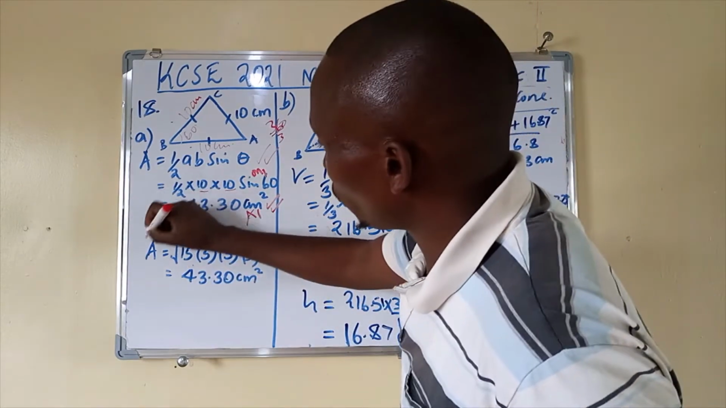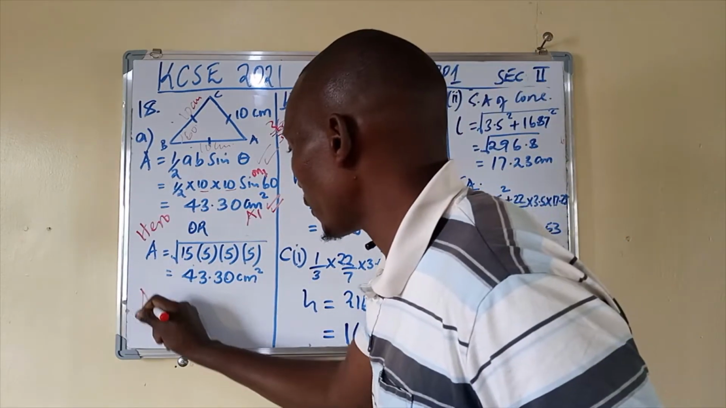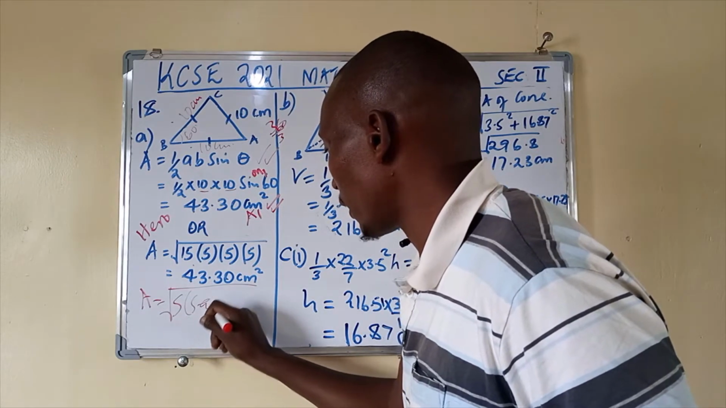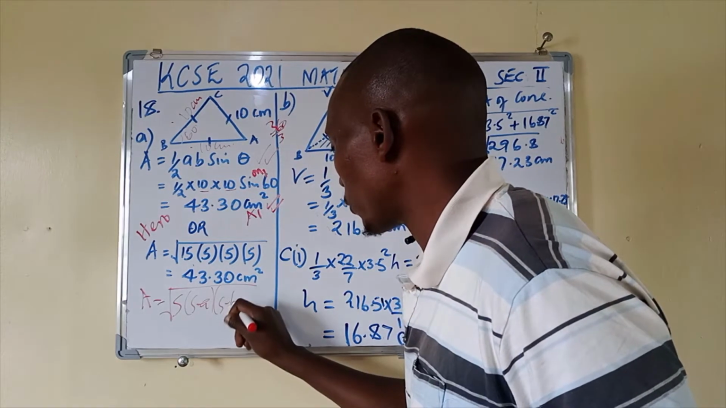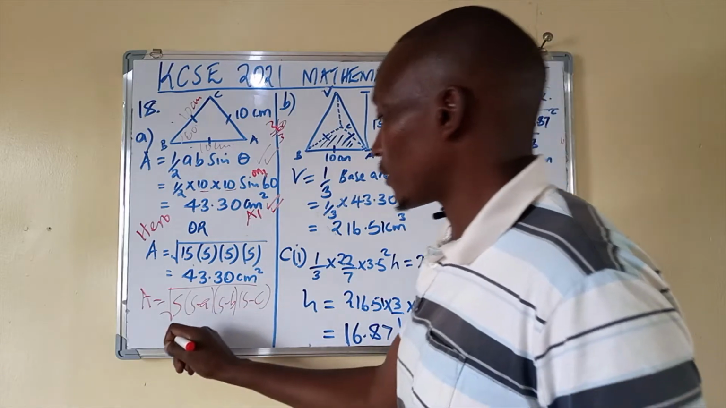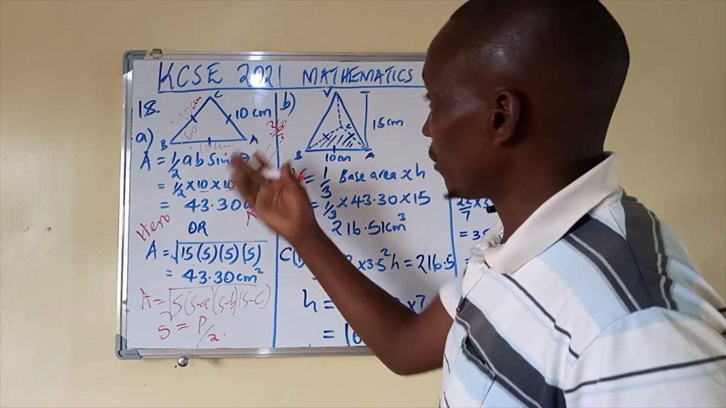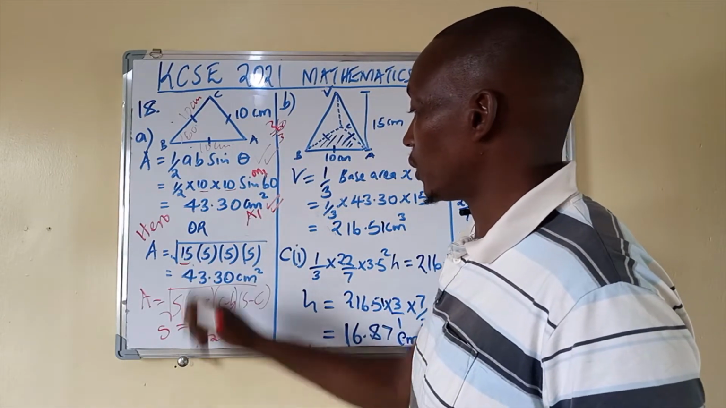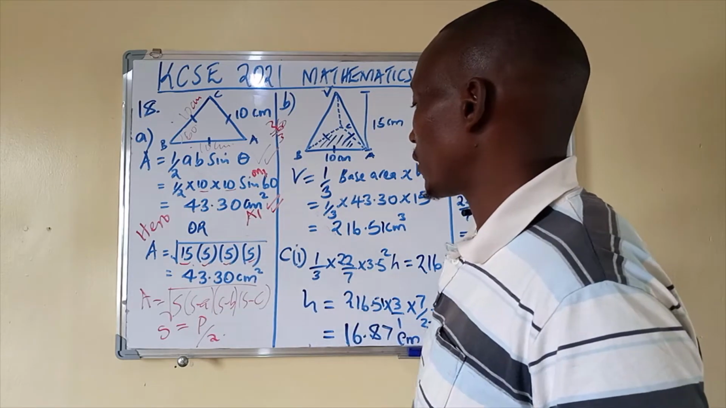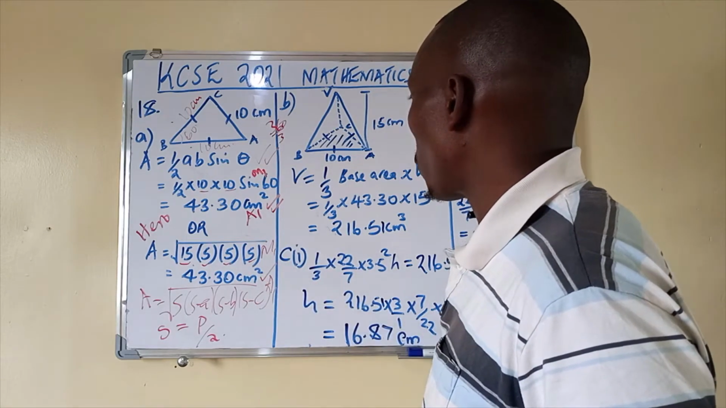If the student decides to use what we call Heron's formula, remember Heron's formula, area is usually given by the square root of s into s minus a, then s minus b, s minus c, where a, b, c are the three sides. s is half the perimeter. The perimeter for this one is 30. 30 divided by 2 is 15. Then for the other sides, 15 minus 10, 15 minus 10, 15 minus 10. And the answer will be the same. Method 1, the answer 1.